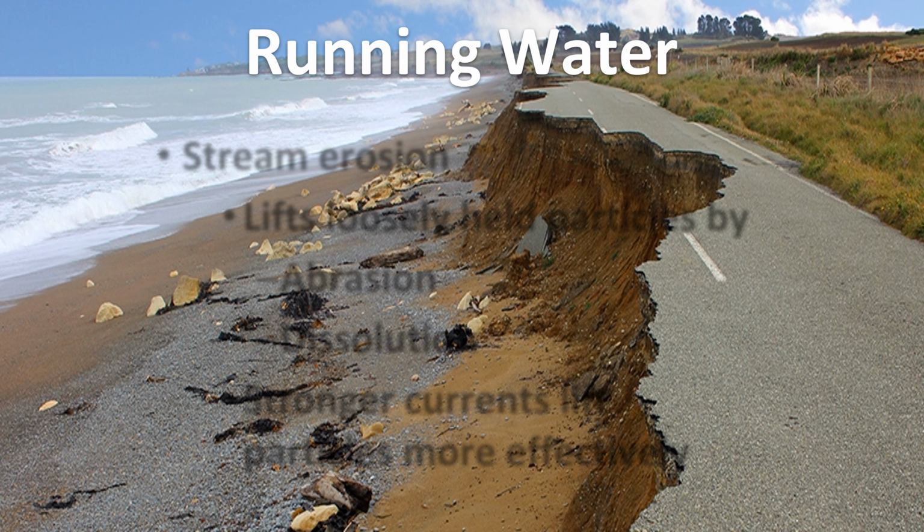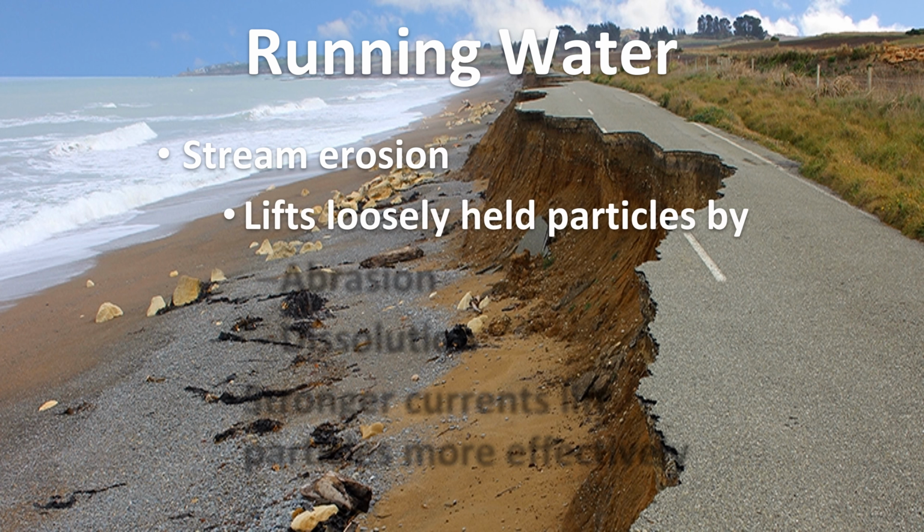So, if we're talking about stream erosion, what are we talking about? We're talking about the process by which the stream is going to take those things away. Now, streams are going to lift loosely held particles, and they're going to do this a couple of different ways. They're going to take particles off the floor by abrasion. What does that mean? As the river is carrying stuff, little particles are going to get chipped and broken off.